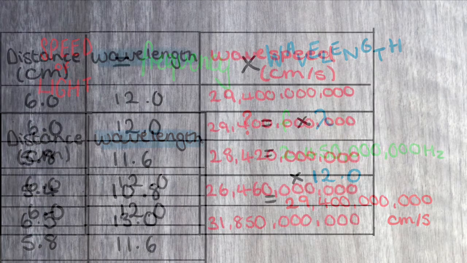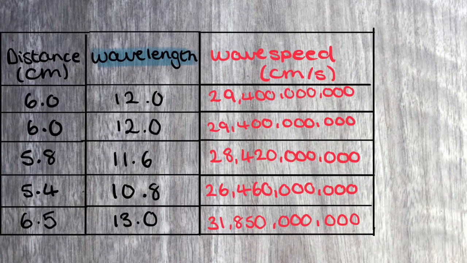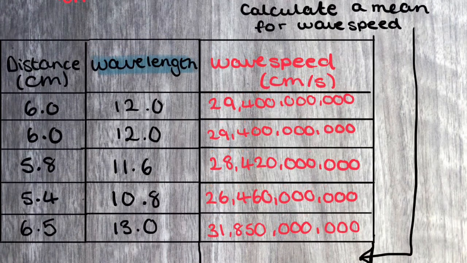Once you've managed to do one, you then need to repeat the process for all the rest of your recordings, so you have a full table like this. Now, like proper scientists, we're going to use all of our repeats to try and get a more reliable answer. So we're going to calculate a mean for our answer.